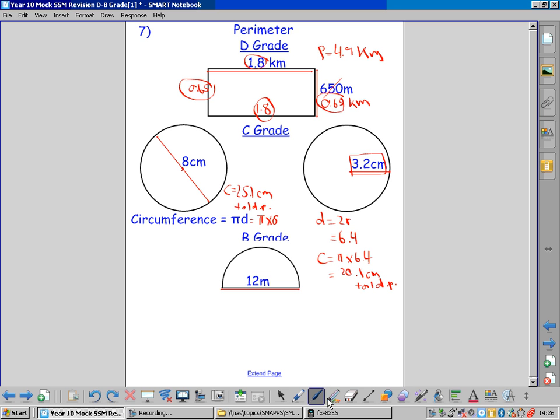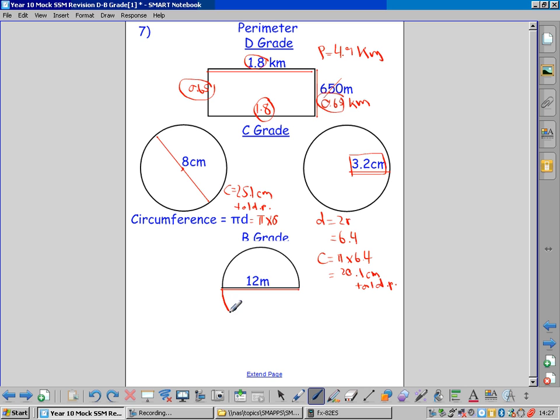B grade question. We've been given a semicircle and we've been asked to find the perimeter. It's got 3 steps. We need to find the length of the arc. We know this length, and then we add them together. To find the length of the arc, we need to imagine the length of the whole circle.